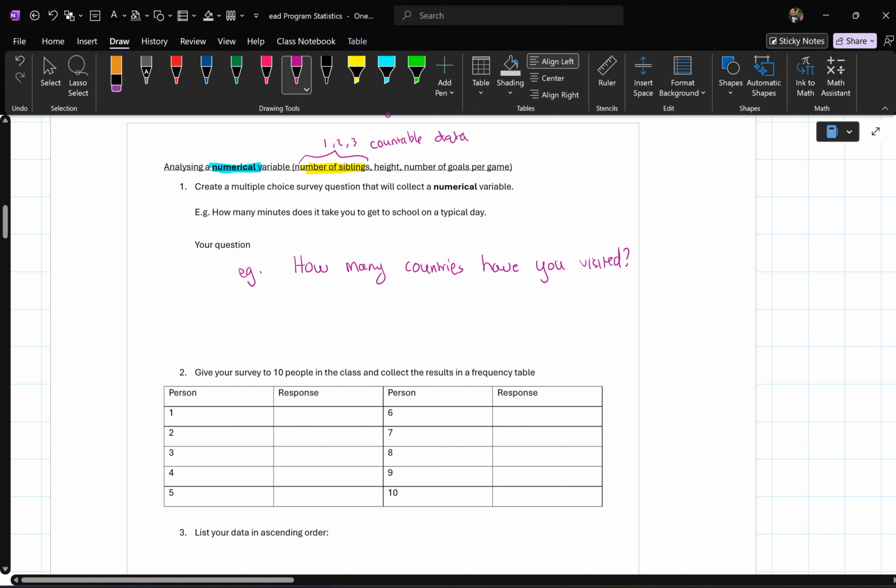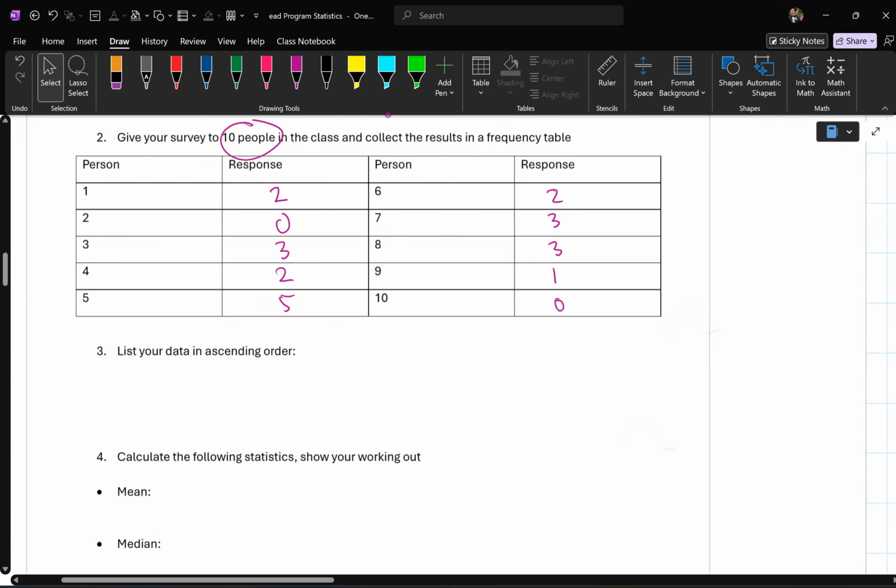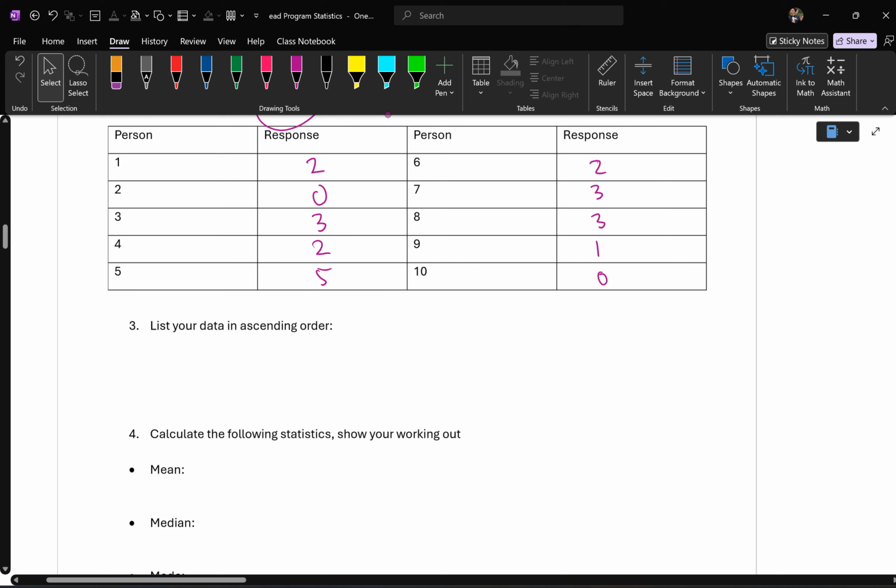So you might survey now 10 people and you ask them, and so person 1 might say, I've been to 2 countries, none, or 3, or 2, or 5. And then you can then tally it just like you did before. So it could be, I don't know, again, let's say 2, 3, 3, 1, none. Something like that. I'm just making it up right now. And then you can do the same thing again. You can list all your data in ascending.